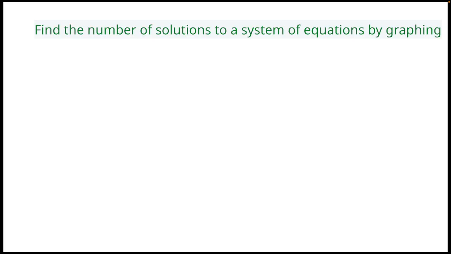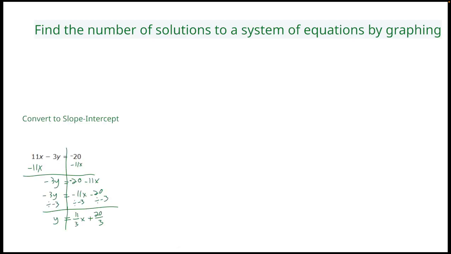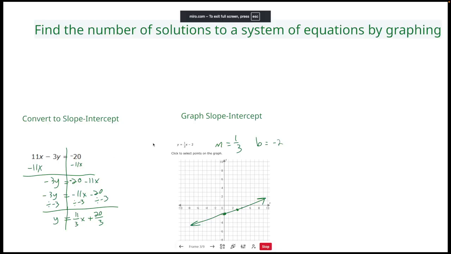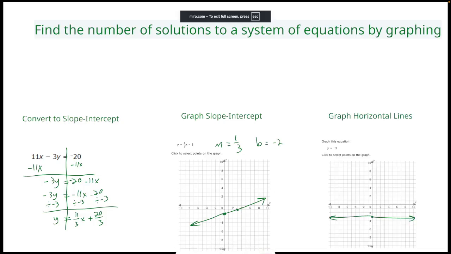Here's what you have to know before you start this lesson. Firstly, you should know how to convert an equation to slope-intercept form. So if they give you an equation, you should know how to move stuff around and get it in slope-intercept. Secondly, you should know how to graph an equation that's given in slope-intercept. So look at this, know what the slope is, know what the y-intercept is, and be able to graph it. And lastly, you should be able to graph a horizontal line. So they give you an equation and you should know how to put that on a graph.